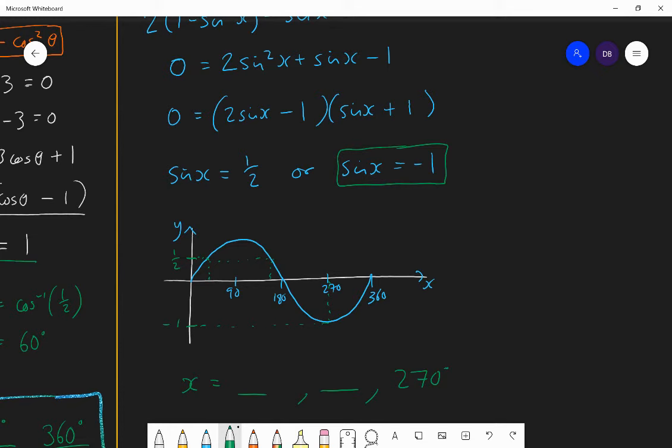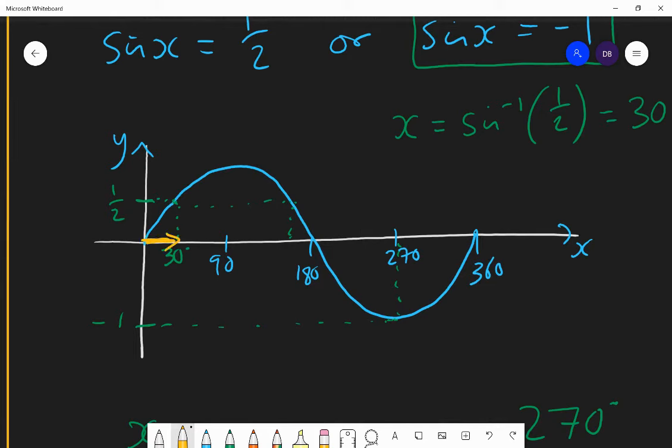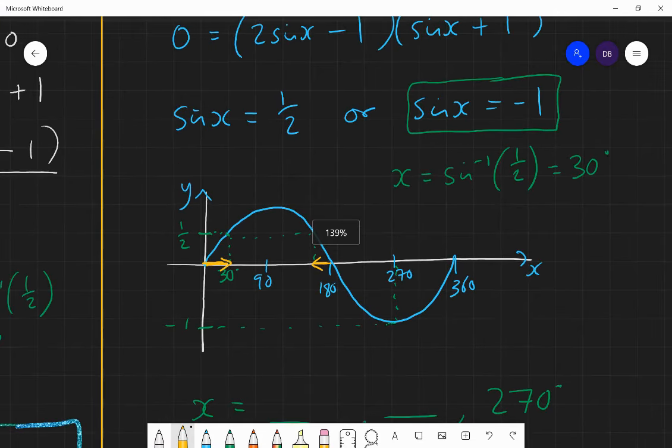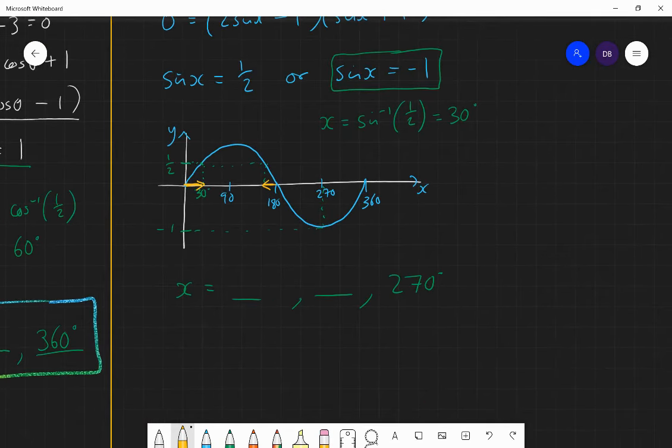And the other 2 values, firstly, you do x is the inverse of sine of a half, which is 30 degrees. So this number is 30 there, which means, if we zoom a little bit, that distance is 30, so hence that distance is also 30 from the symmetrical properties of the graph. And so we've got 150 as the other value. So my 2 values there are 30, 150, and then the final value is 270. So those are my 3 answers to this equation. If you got those 3 right, well done.